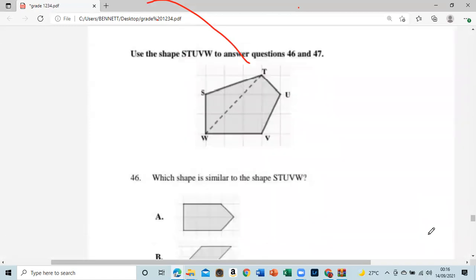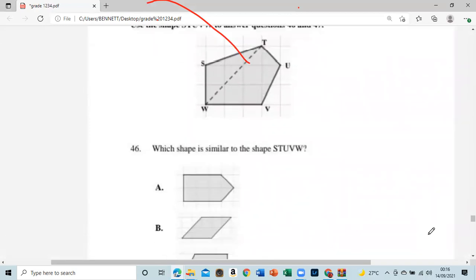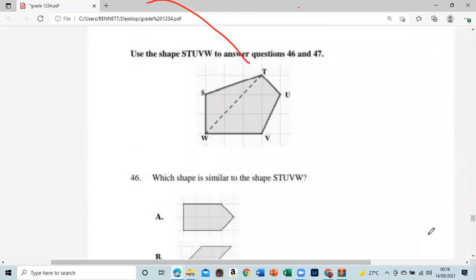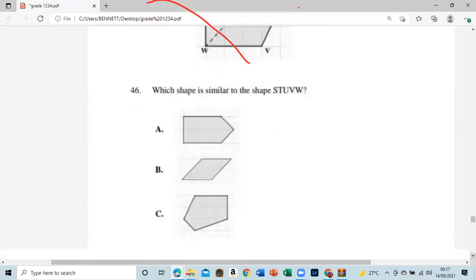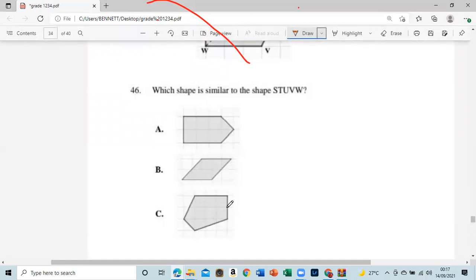All right, 46. It's a shape S-T-U-V, which is this shape right here. Use S-T-U-V to answer 46 and 47. Which shape is similar to S-T-U-V? And that would be C.